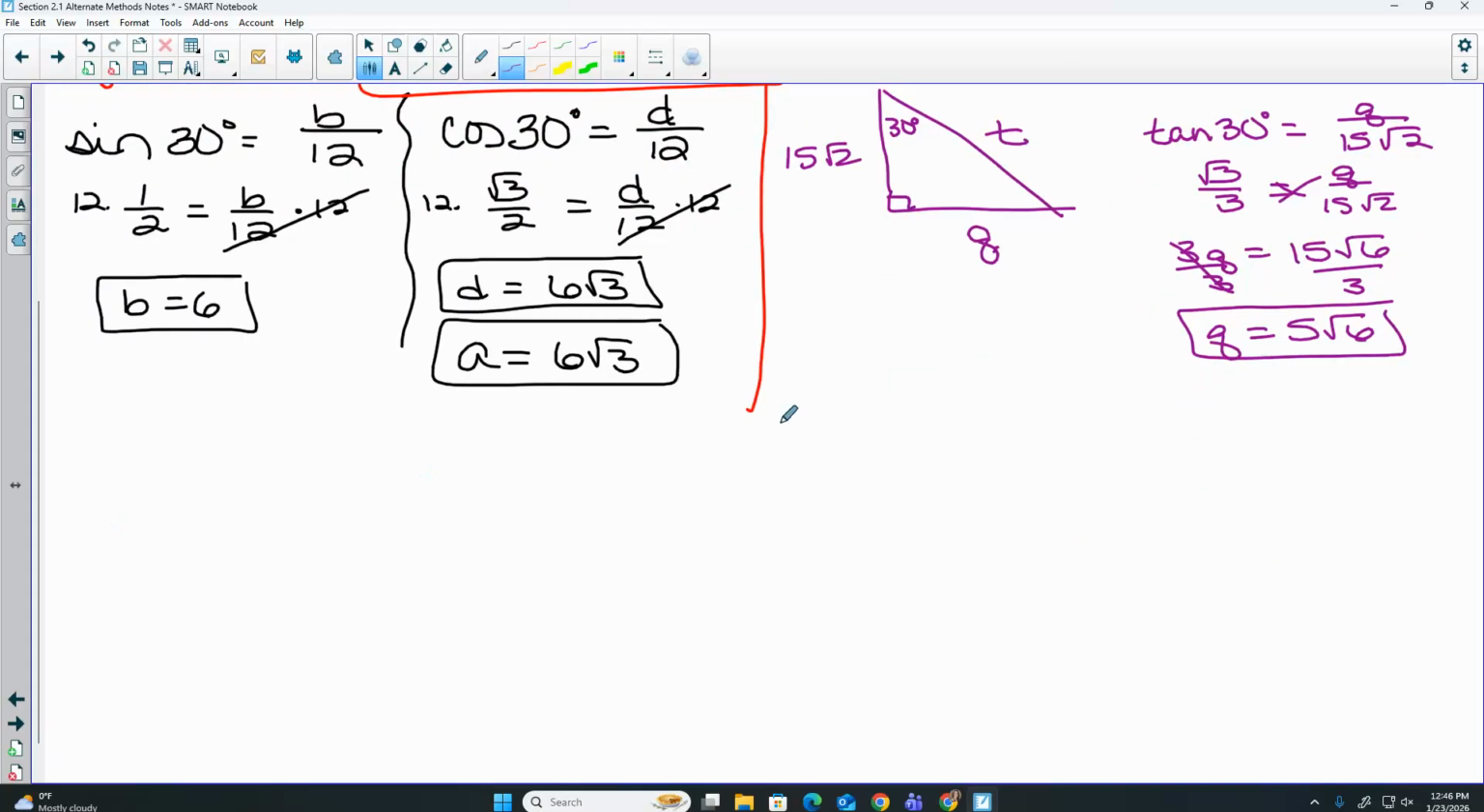At this point, you could just do Pythagorean theorem to get the third side, but I'm going to do another trig function just to practice that. From my 30, this is adjacent, T is hypotenuse. What trig function involves adjacent and hypotenuse? So the cosine of 30 degrees equals my adjacent side, 15 radical 2, over my hypotenuse T.